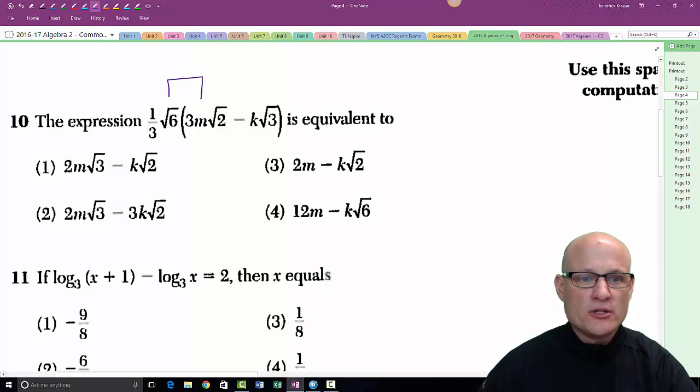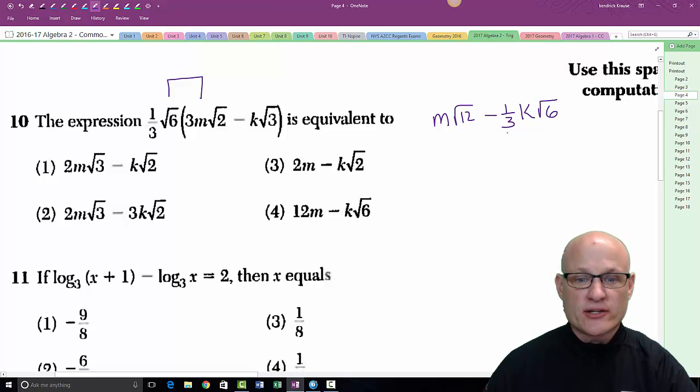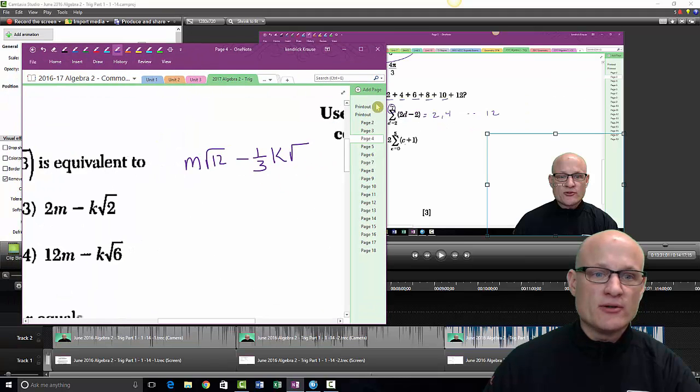Let's just distribute. So 1/3 times 3 is 1. So it's 1M. And then the square root of 6 times the square root of 2 is the square root of 12. Minus 1/3 K. And then the square root of 2 times the square root of 3 is the square root of 6. So how many of them have 1/3 K square root of 6? That's weird. None of them. All right, let's see what's going on here then. That's square root of 6. Excuse me. I knew I screwed something up.